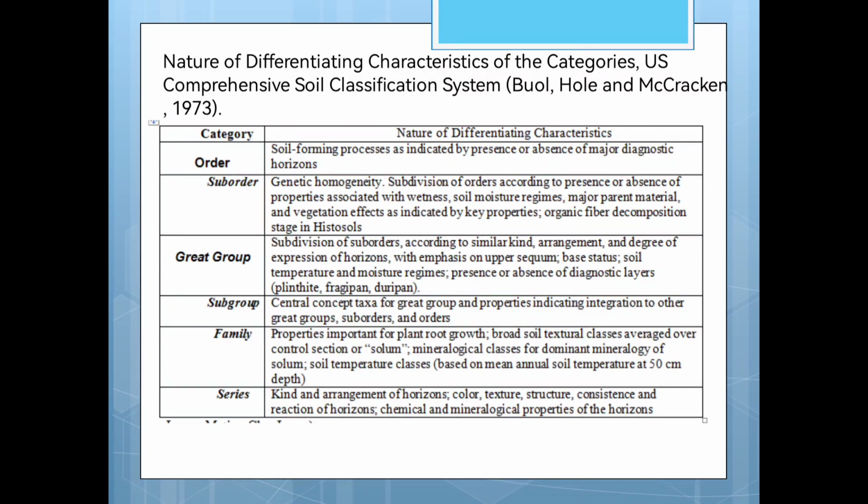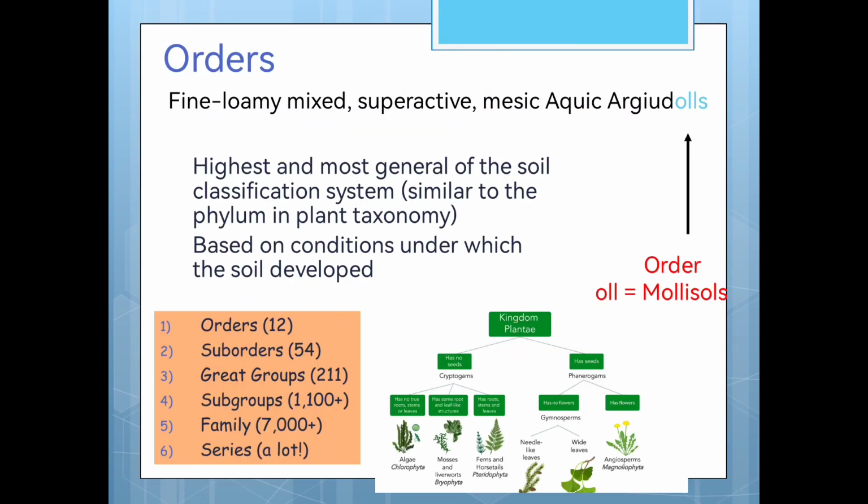And then, of course, we have the series. These are kind and arrangement of horizons, color, texture, structure, consistency, and reactions of horizons, chemical and mineralogical properties of the horizon. Here we have the soil description. Fine, loamy, mixed, superactive, mesic, aquic, argiudolls. When you have this description, you will know what is the order of that soil by looking at the last syllable of that description. So in this case, oll stands for mollisols. We're going to talk one by one.